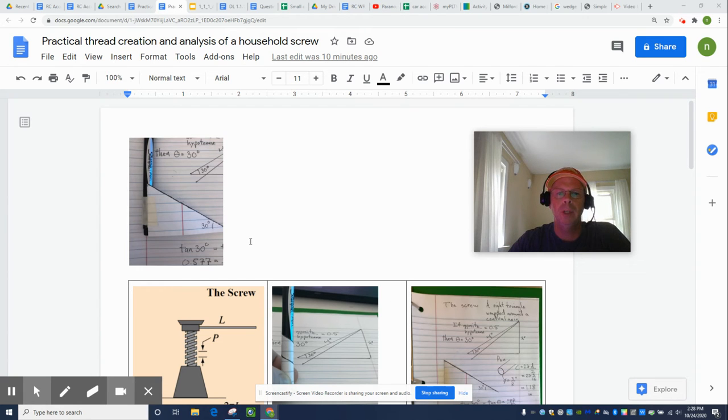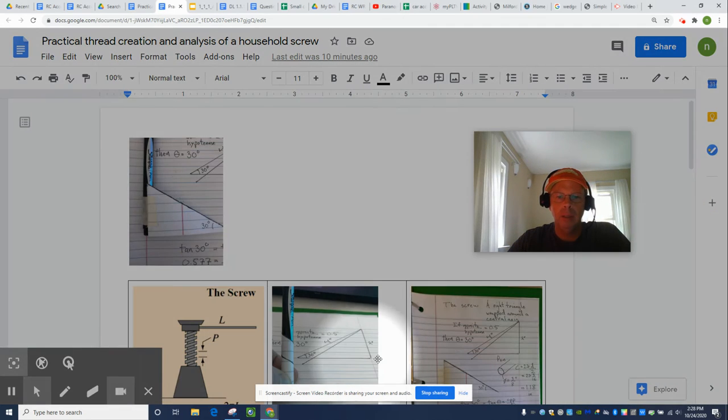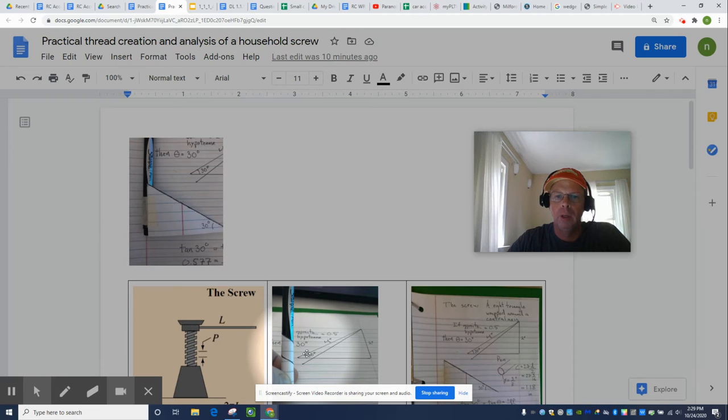So first step is to get a ruler. And what did I do here? A height of 2 inches and a hypotenuse of 4 inches. If you have that right triangle, then this angle right here is a 30-degree angle.